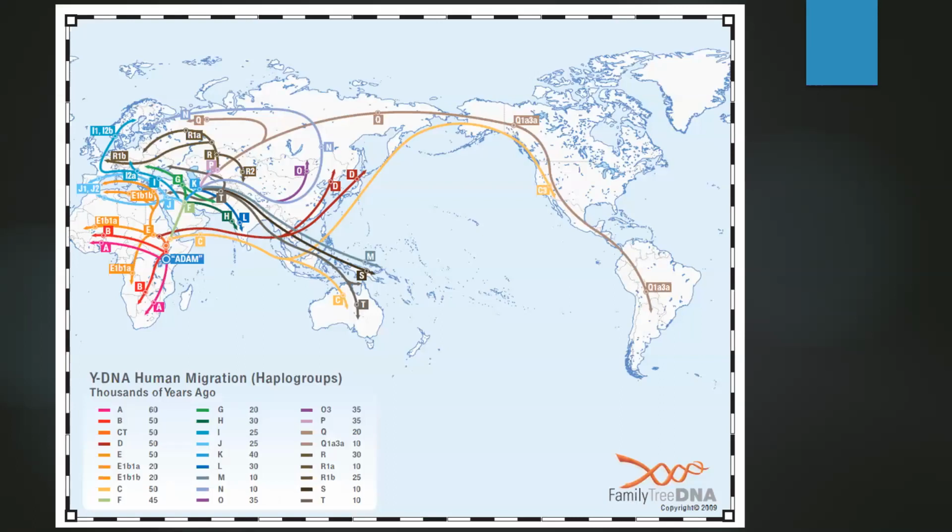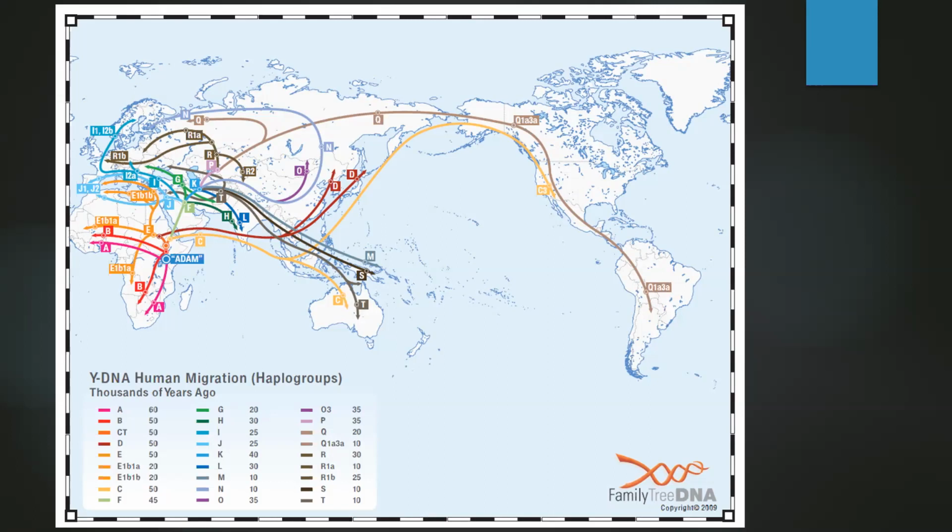So this is just a map from Family Tree DNA that shows the basic human migration. If you think about where the A group, Adam, was, you can see in Africa, sort of the left center of the screen, it says Adam, and that's where the locations have been for the presumptive Adam, the original Y-DNA. And so you can see how there are different migration patterns.